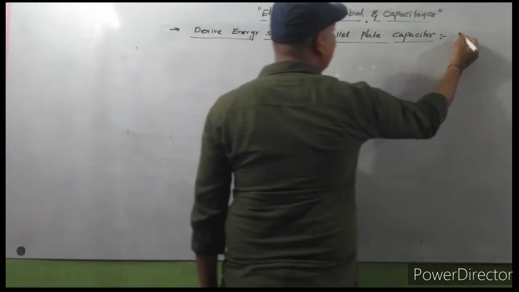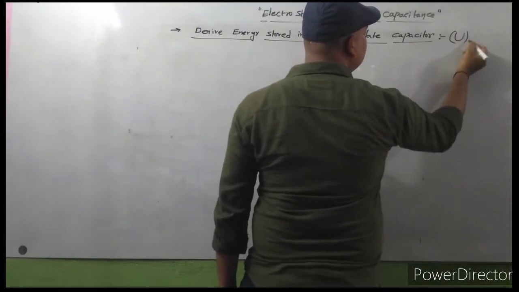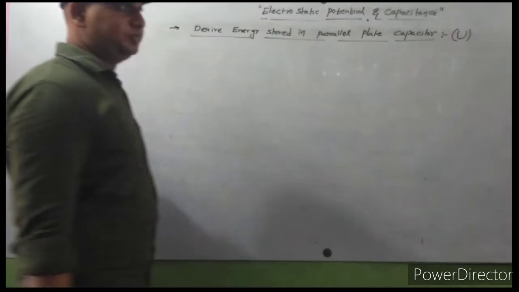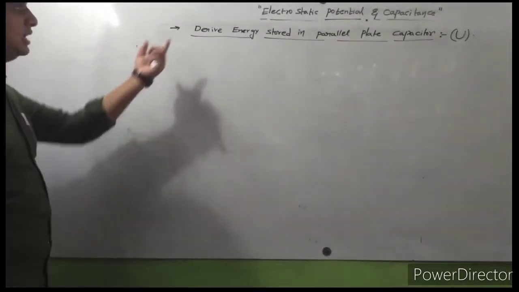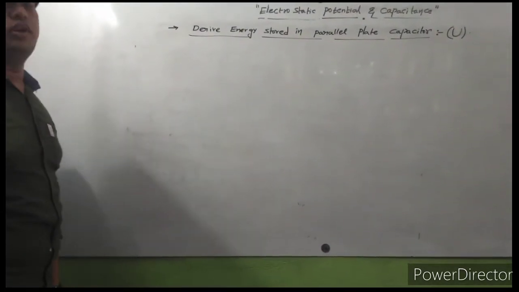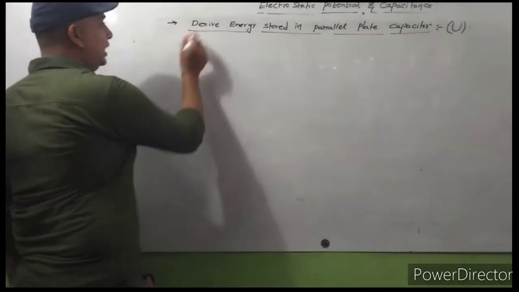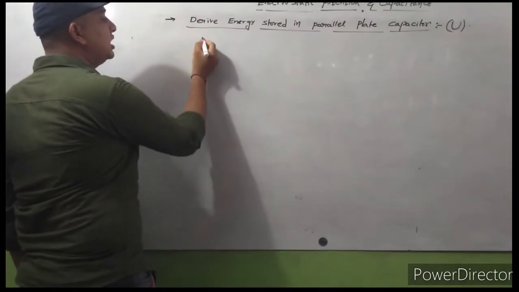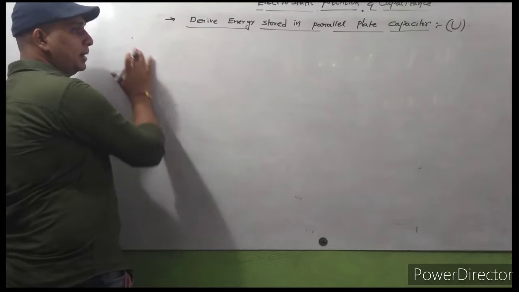Energy stored in a parallel plate capacitor is indicated with U. Energy is nothing but the potential energy stored in the parallel plate capacitor. Energy is nothing but what here? Potential energy stored in the parallel plate capacitor.